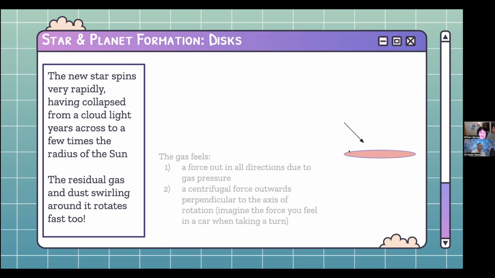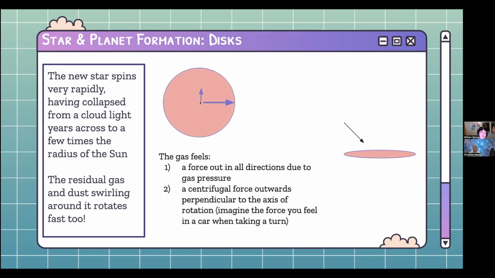So what happens over time, right? So you have the gas feeling this smaller force in all directions, and then a large force in one particular axis. And over time, this causes the gas to flatten out into first an oval and then into a disk. So what you're left over with is a newly formed protostar. And then because of this difference in the forces that the gas is feeling due to its own rotation, you are left with a protostar and a disk surrounding it.